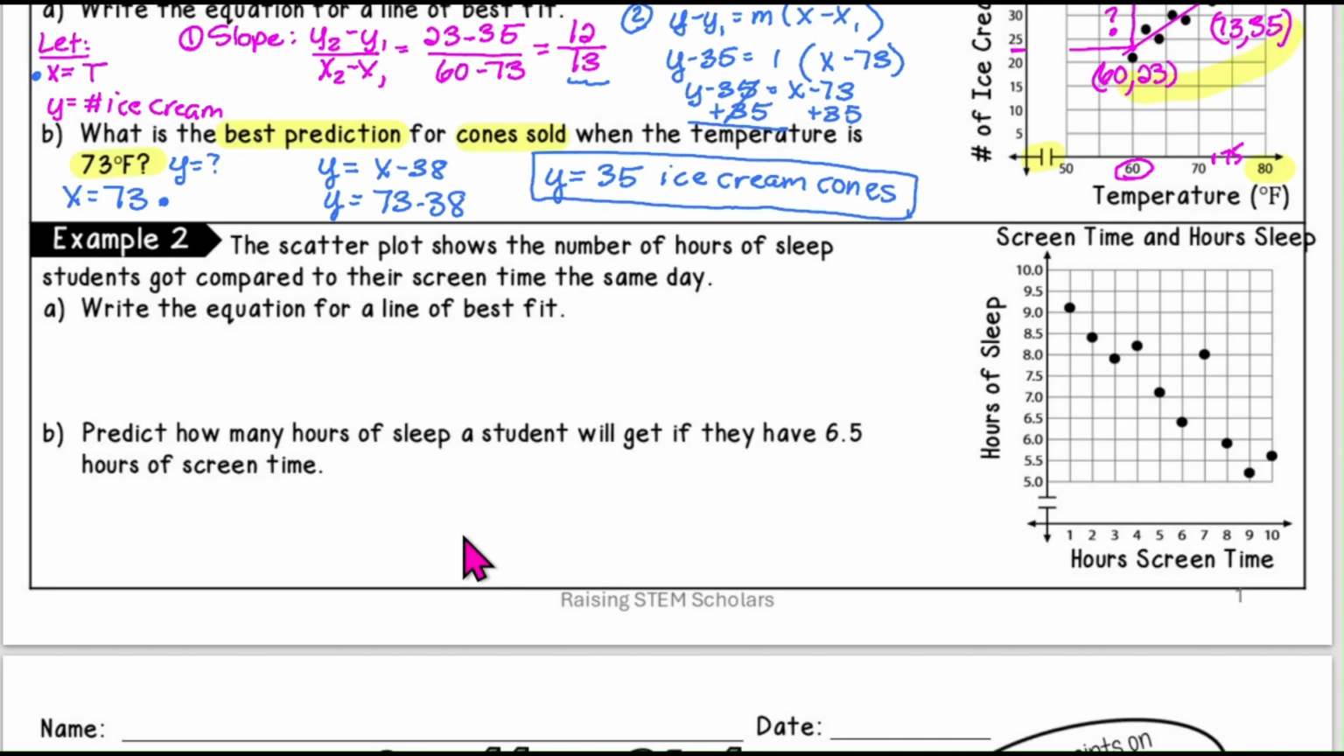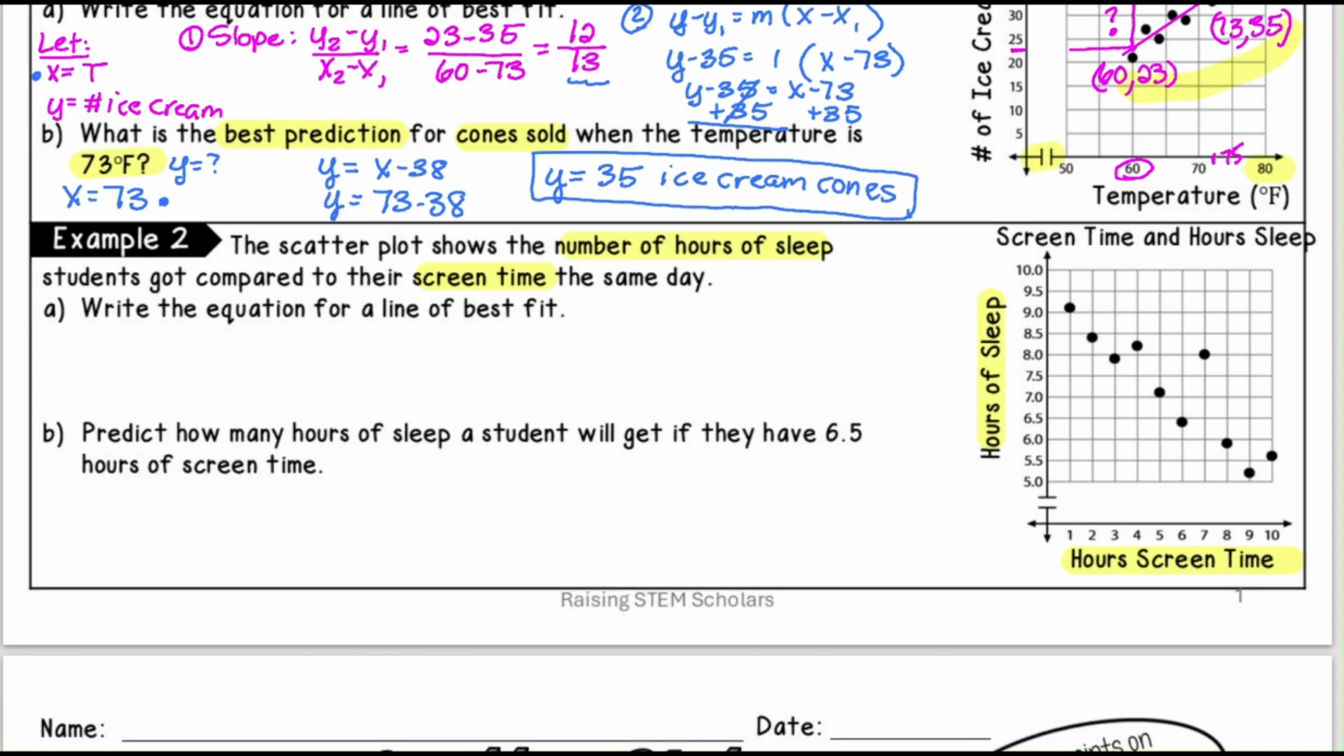Okay, anyway, let's look at example 2. So it says, here we got a scatter plot showing the number of hours of sleep a student got and their screen time in the same day. So we've got hours of screen time and the hours of sleep. Okay. So we want to see what the relationship is. And as you might imagine, this is a negative relationship. So the more time they're spending on whatever technology, the fewer hours they're likely sleeping. And so that makes sense that that would be a negative relationship.